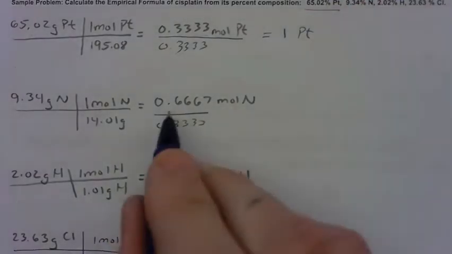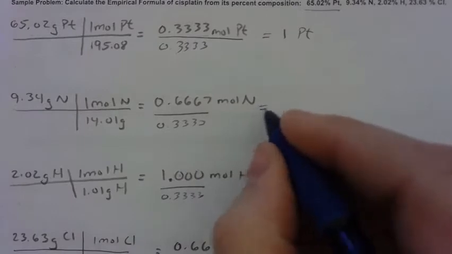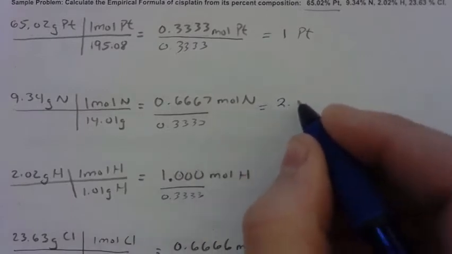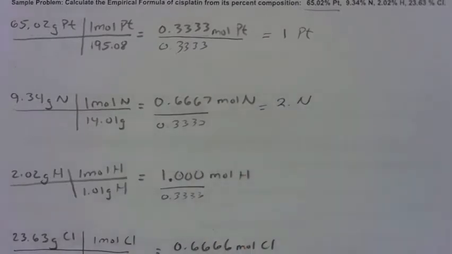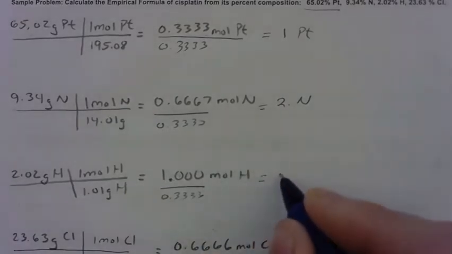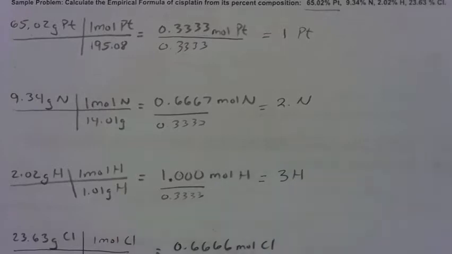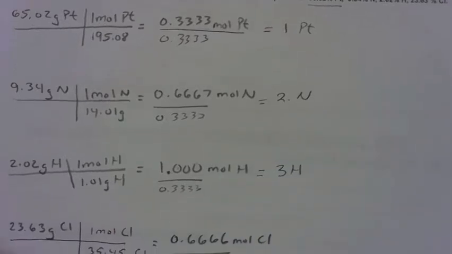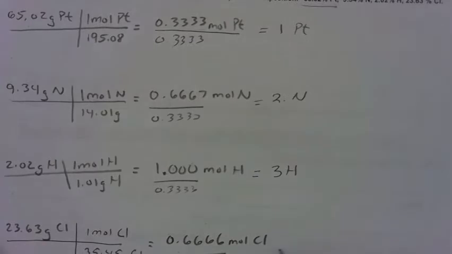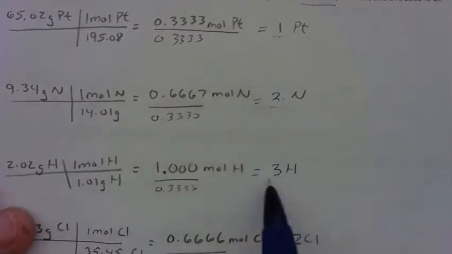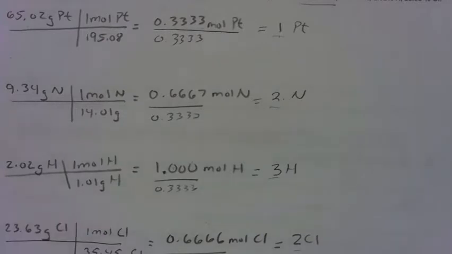Here, I divide 0.6 divided by 0.3, rounded off. I'm going to get 2, and that's going to be nitrogens. Here, 1 divided by 0.3, that comes out to be 3 hydrogens. And then 0.666 divided by 0.3333 equals 2 chlorines. Now, these numbers are going to become the subscripts.